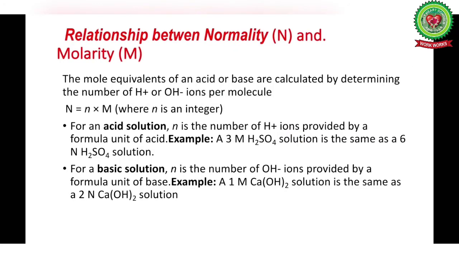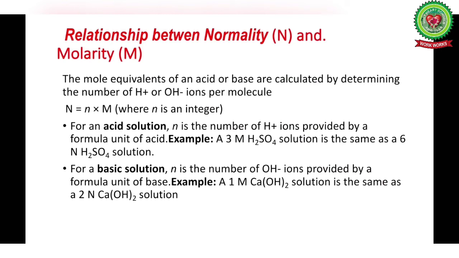Next is the relationship between normality and molarity. Here capital N means normality and capital M means molarity, and these both are related on the basis of small n, that is acidity, basicity or valency. So see here, capital N is equal to small n into M. Here I have done some examples for you.